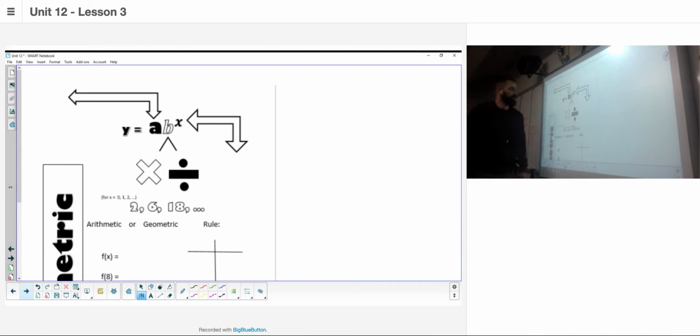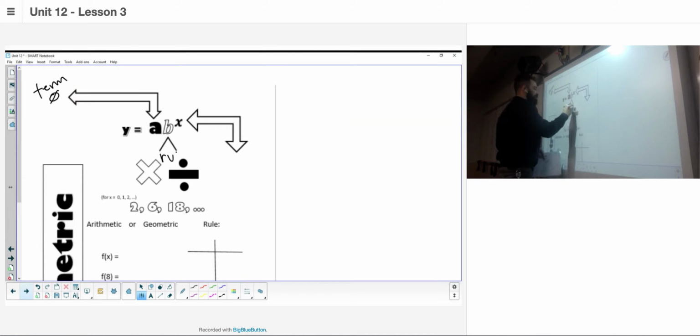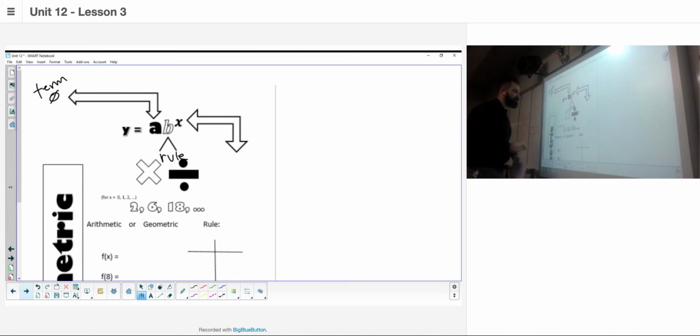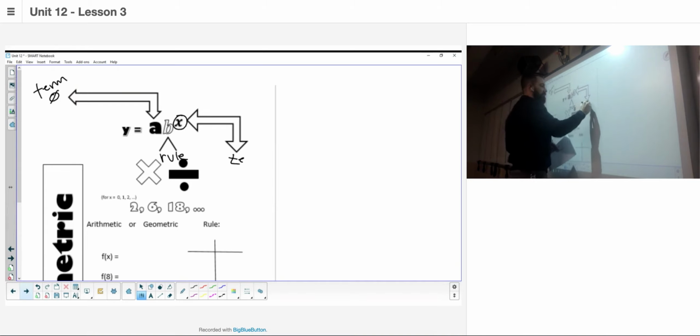And here's our equation again, y equals ab to the x power. This a is your term 0. In the previous lesson, term 0 was the b. In this case, it's the a. Our b here is our rule. That's what we are multiplying or dividing by. And then our exponent, remember this is called an exponent, is your term number.